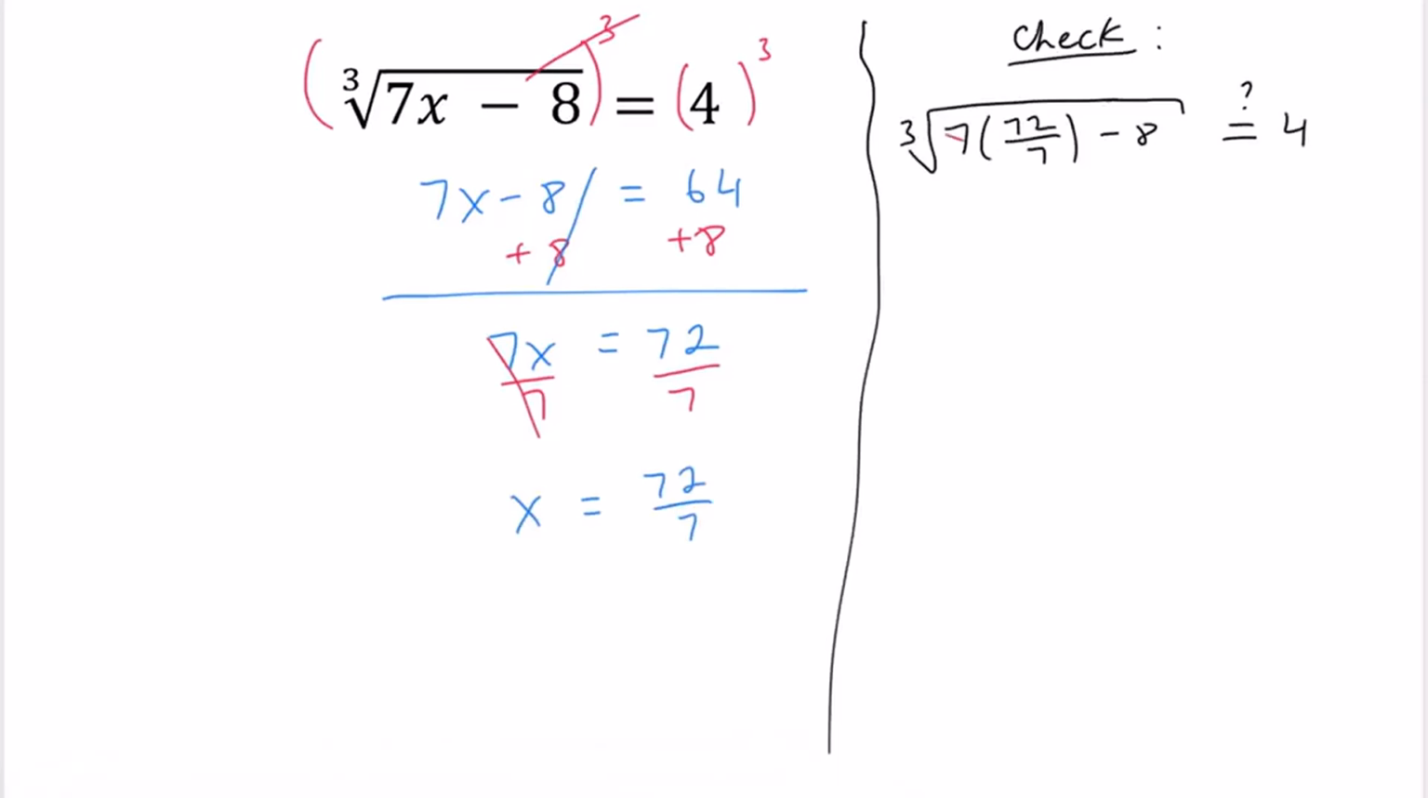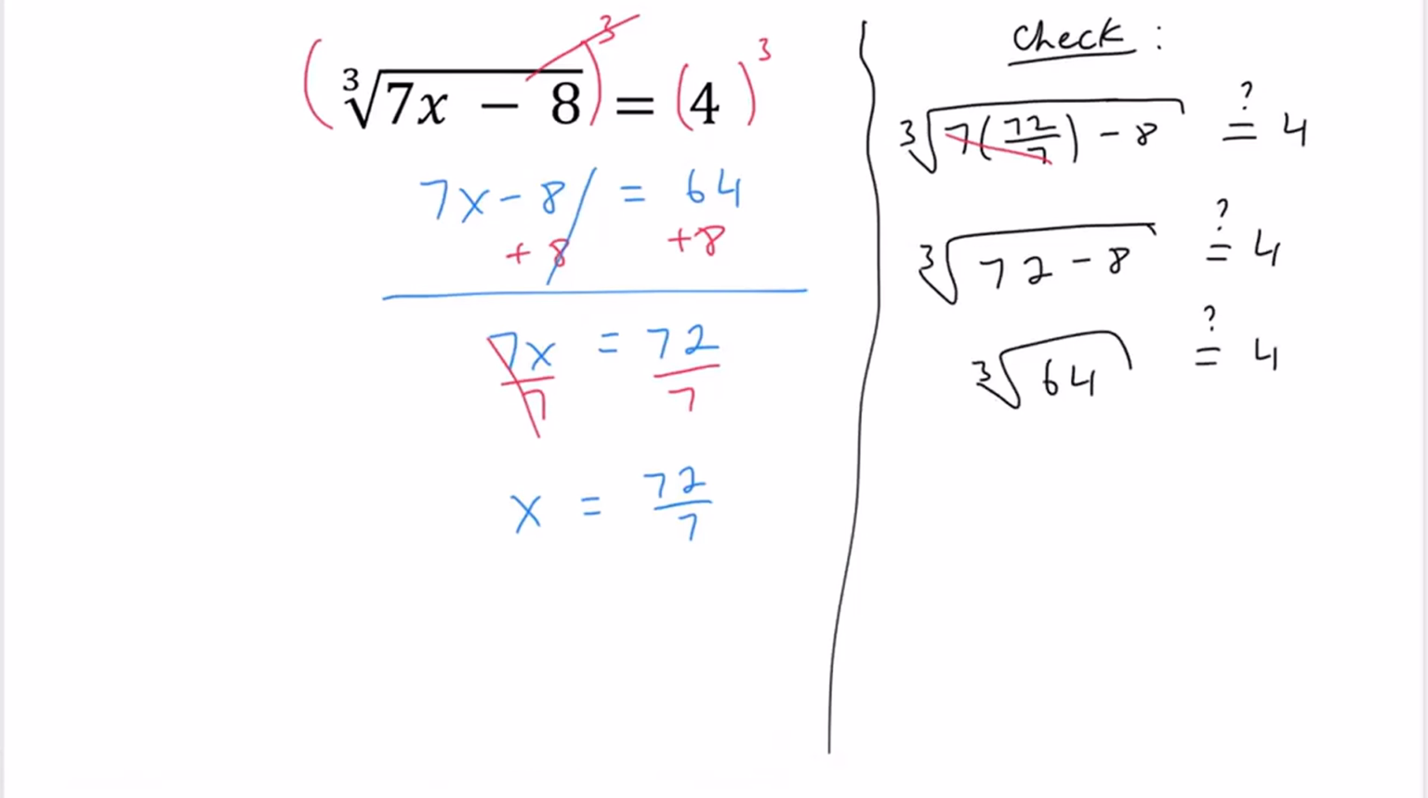So here the 7 cancel out. And we have the cube root of 72 minus 8. Is this equal to 4? So this is the cube root of 64. Is this equal to 4? And the cube root of 64 is 4. So 4 is equal to 4.